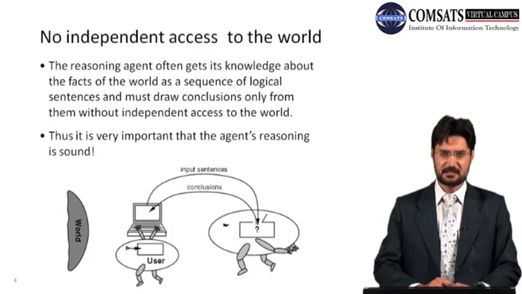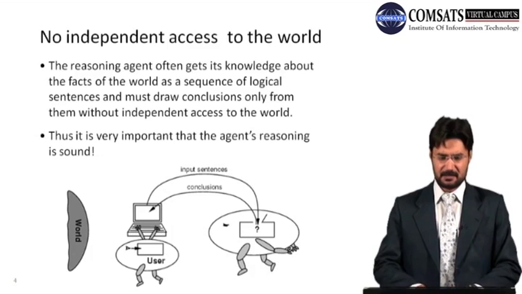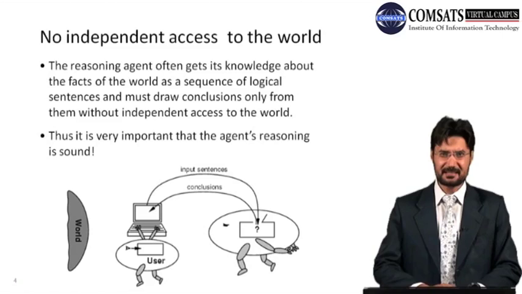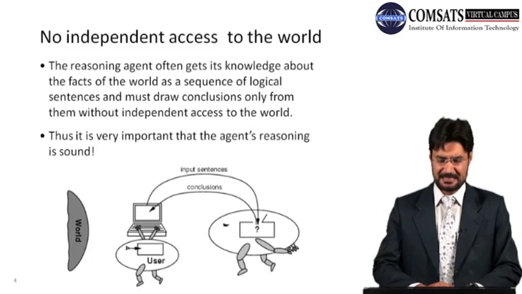First of all, we need to understand that for an agent, we can only get information or knowledge which the user is going to provide. So the reasoning agent often gets its knowledge about the facts of the world as a sequence of logical sentences, and must draw conclusions only from them without independent access to the world. So at this point it is very clear that whatever the agent understands will be through the user, what the user is giving as a sentence.